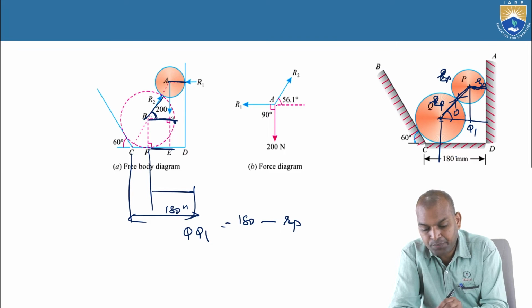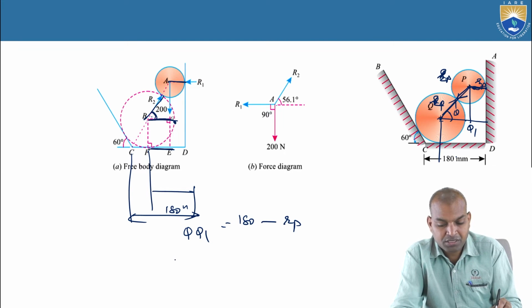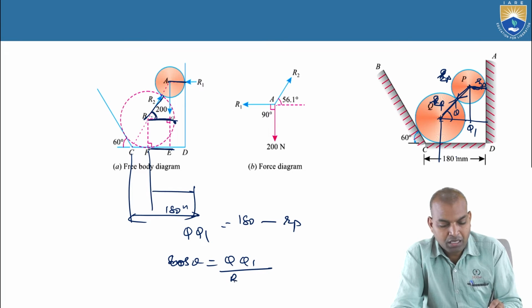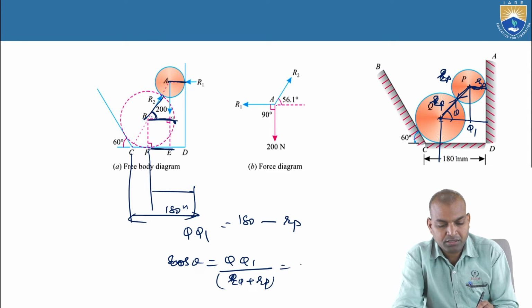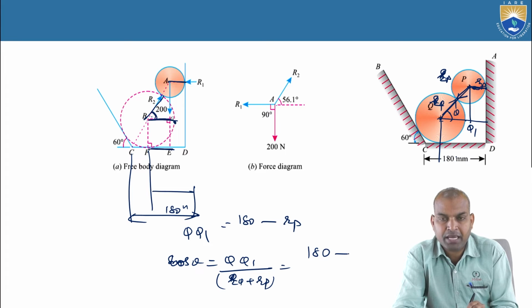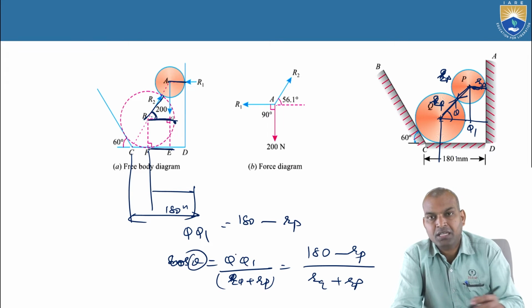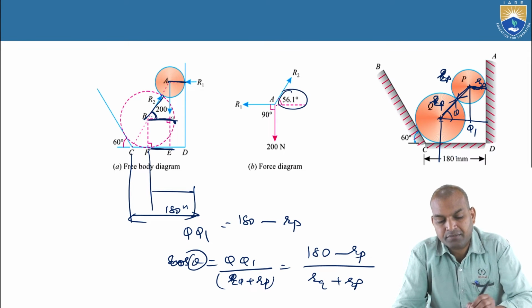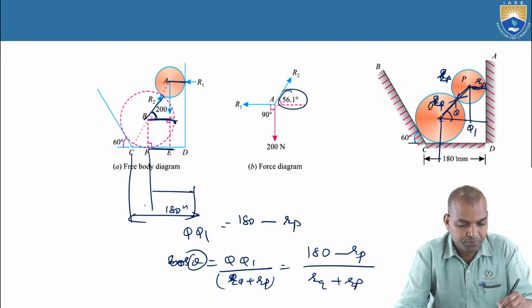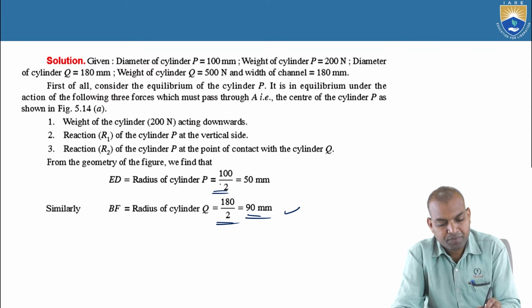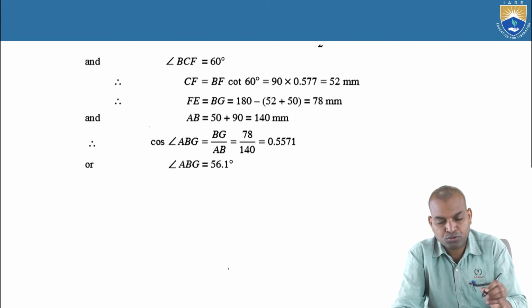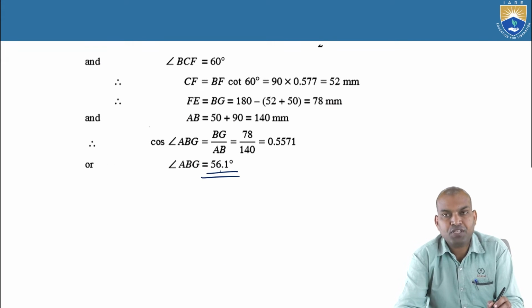Then what about the angle? This angle of inclination, suppose theta. Then cos theta equals Q1 by RQ plus RP. What is Q1? That is 180 millimeters minus RP, by RQ plus RP. Then theta becomes 56.1 degrees. The calculation is shown here: 90 minus 50 and so on. Then we get this 56.1 degrees.